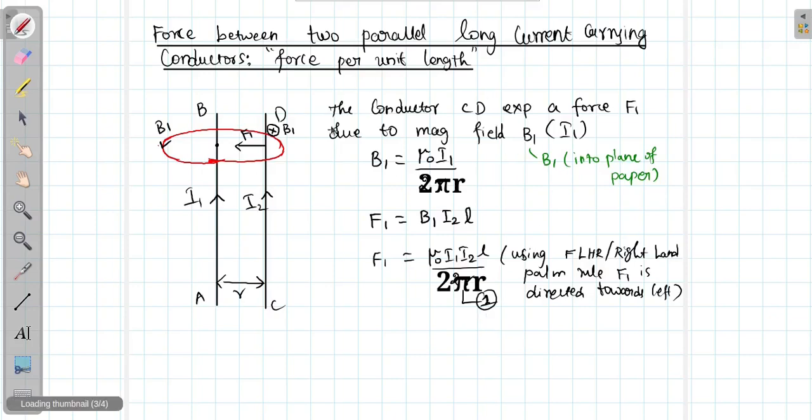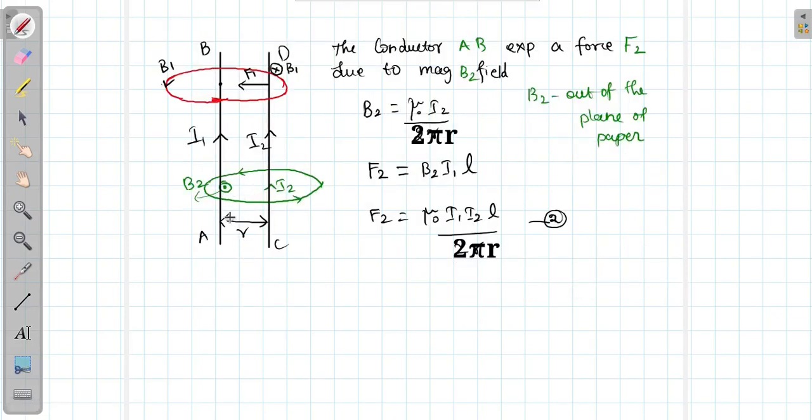Both are equal, and the direction of the force now is again in the opposite direction. If you go for Fleming rule or right hand palm rule, it is exactly opposite to the previous case. Previously, the magnetic field was into the plane of paper. Now it is out of the plane of paper.